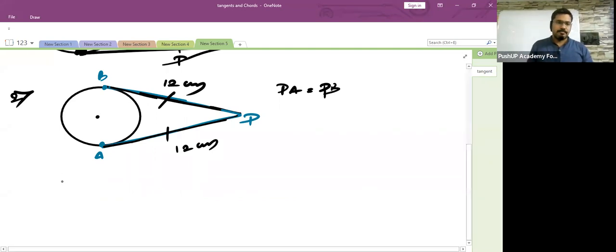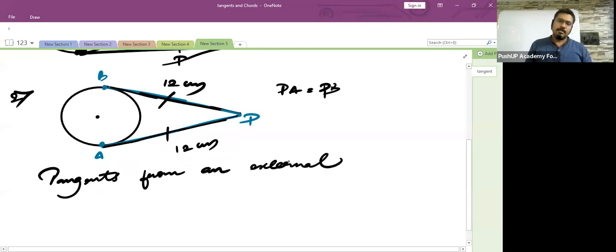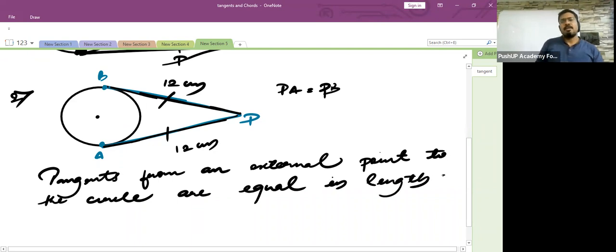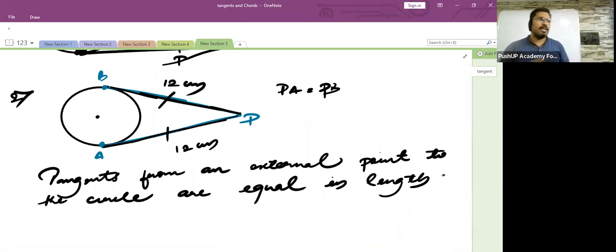Okay, statement. Tangents from an external point to the circle are equal in length. Kindly note this down. Tangents drawn from an external point to the circle are equal in length. Easy property, no children. Now you will never forget this.